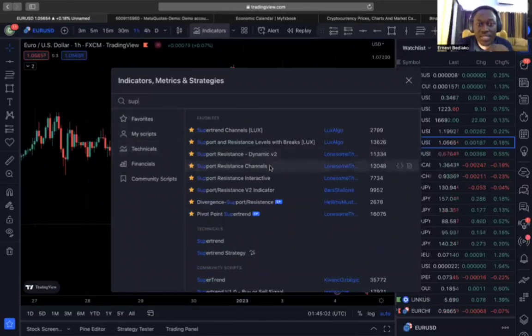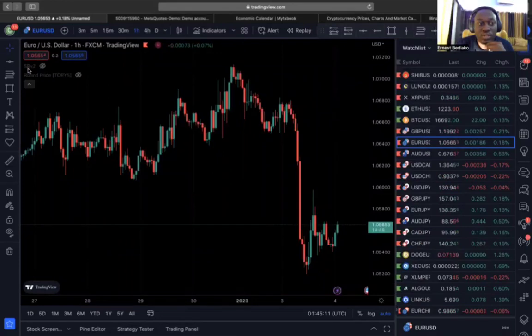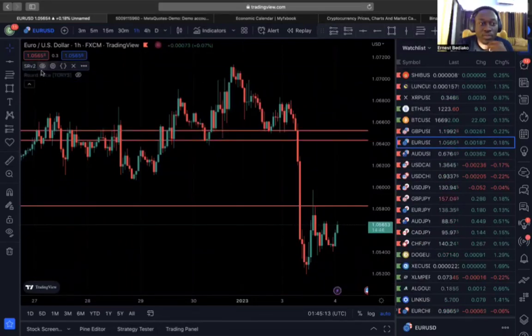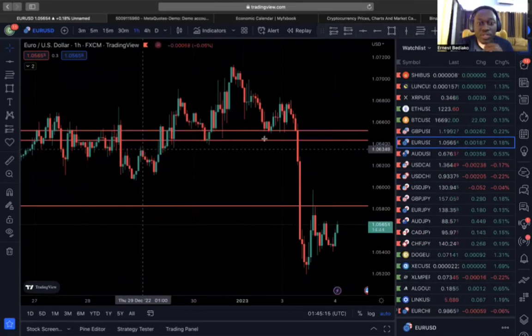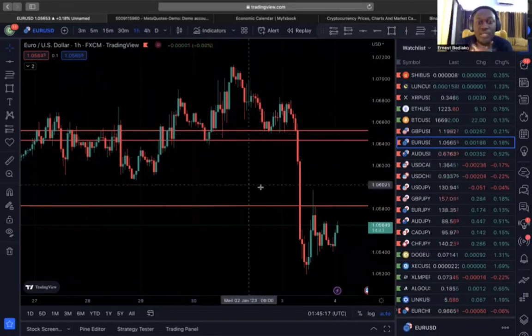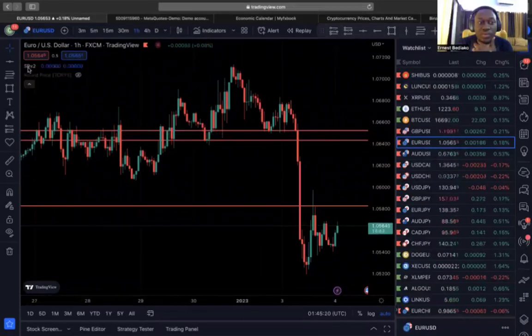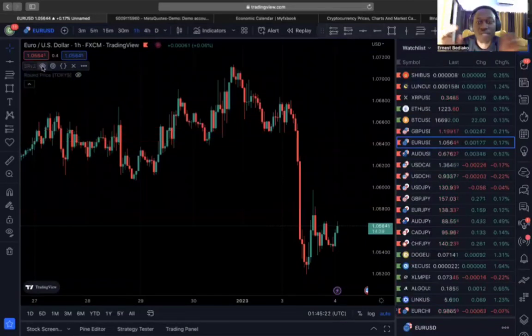So, the Support Resistance Dynamic V2 by LuxAlgo, the blue one. You add it to your chart and it's going to plot it out for you. So you see we have red lines showing up on our charts. When you turn it off, you wouldn't see that these levels are support and resistance levels.